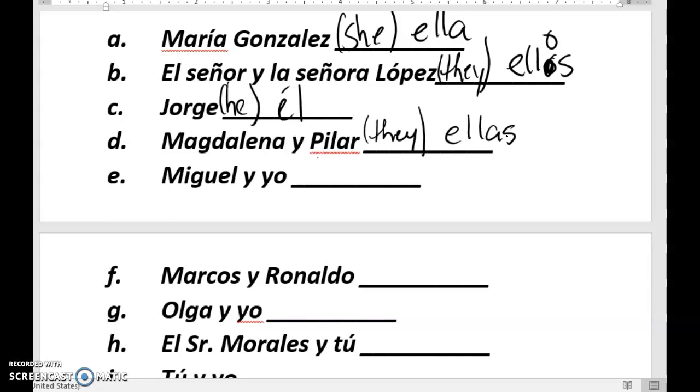Miguel y yo. So here's a rule. Miguel y yo went to the store. Miguel and I went to the store. We. 100% of the time. 100%. That never changes in Spanish. 100% of the time, if yo is involved and it's a plural, it's a nosotros. That's a 100% rule. Yo plus anything is a nosotros.